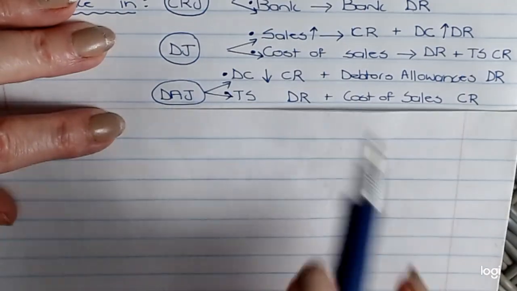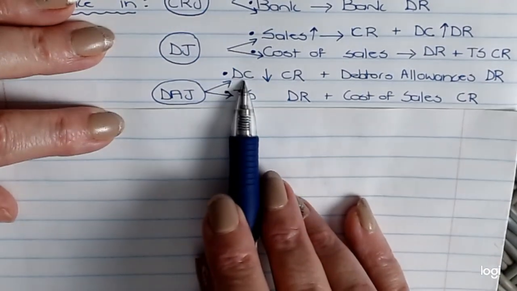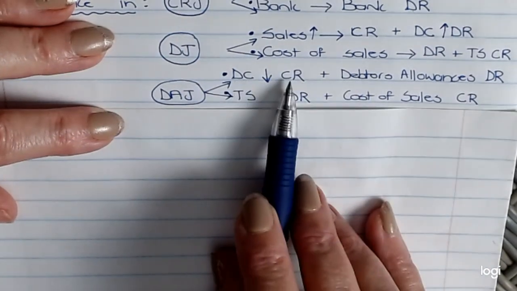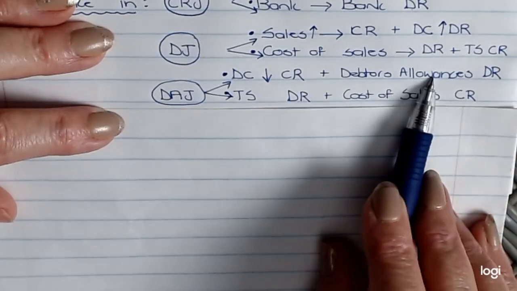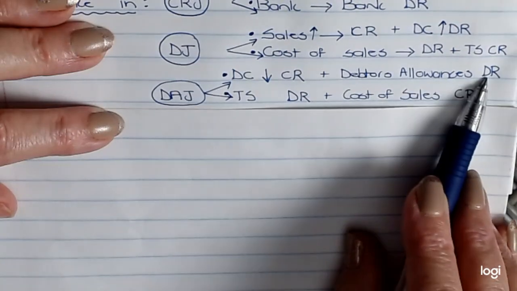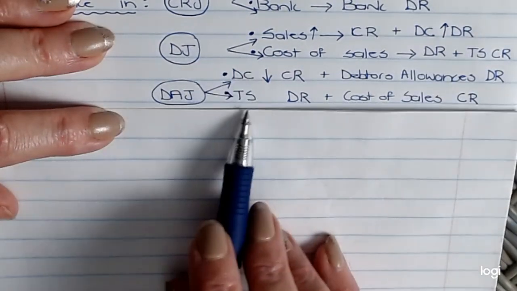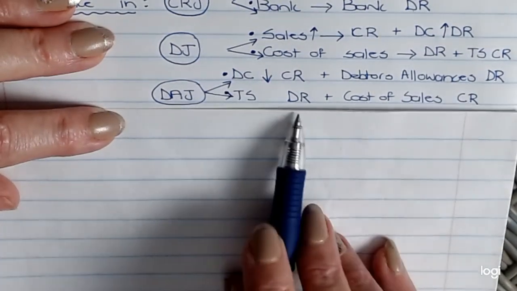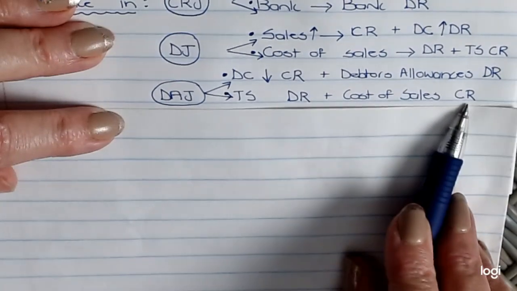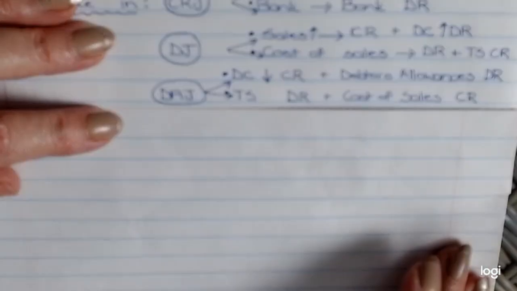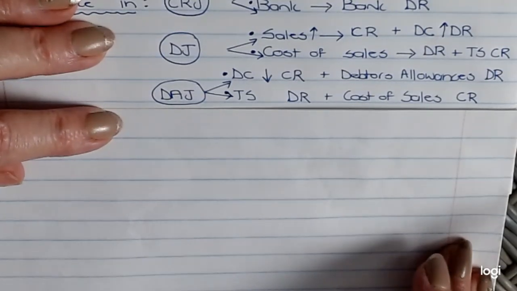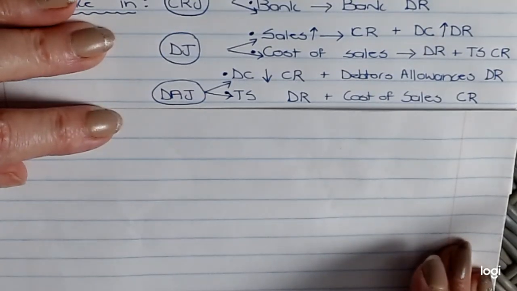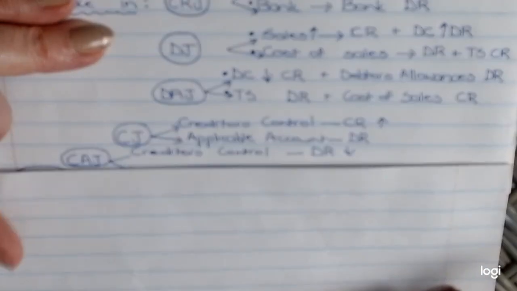In the DAJ, I would have had debtors control decrease, so it would be on the credit side, and the contra account would have been debtors allowances on the debit side, as well as trading stock debited and cost of sales credited. Again, guys, you can learn this off by heart, or you can remember what happened when we posted the information from the journals to the general ledger.